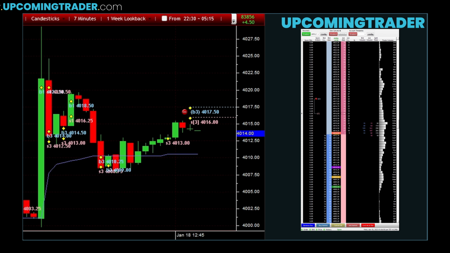The average true range, or ATR, is another helpful indicator. It measures market volatility. Using the ATR can help you set appropriate stop-loss levels. It does this by showing how much the asset tends to move during a specific period.